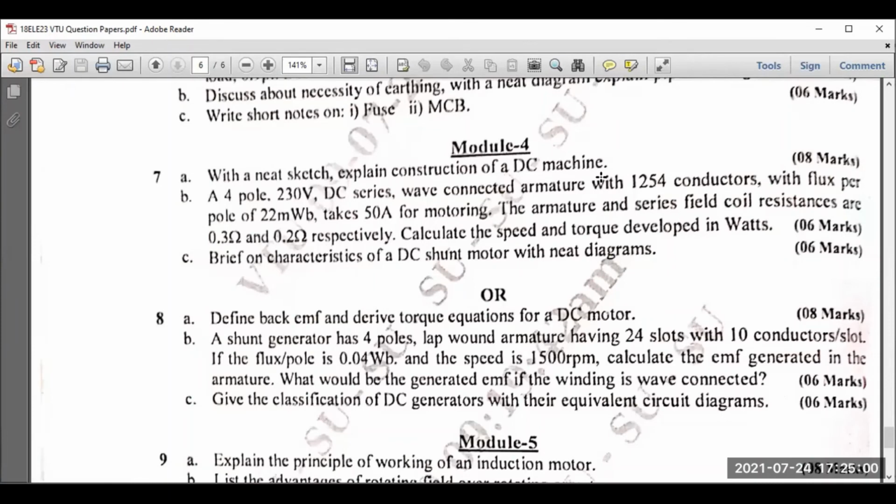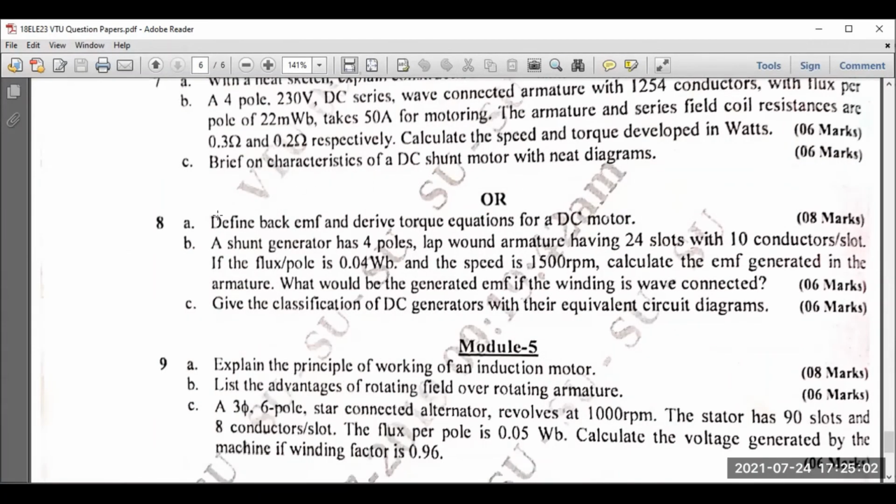Please do remember that your write-up should be legible. Then question number 8, define back EMF and derive the torque equation of DC motor. If you write the derivation, definitely you can get the full score. And question number 8B is also related to the EMF equation.